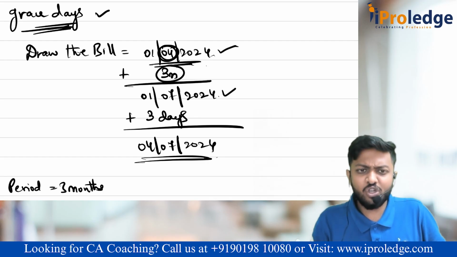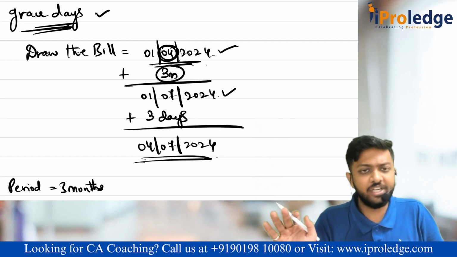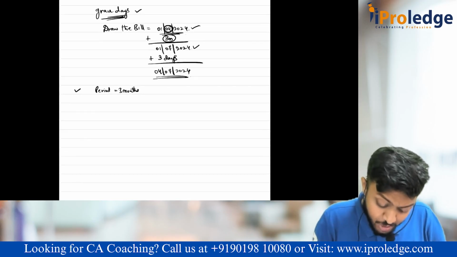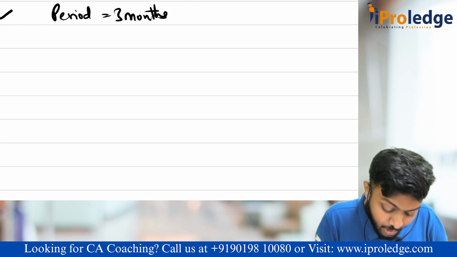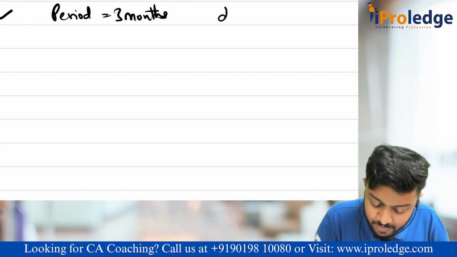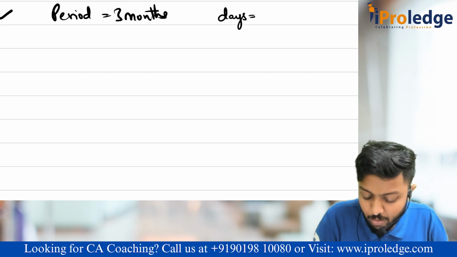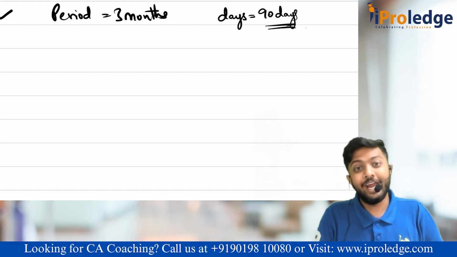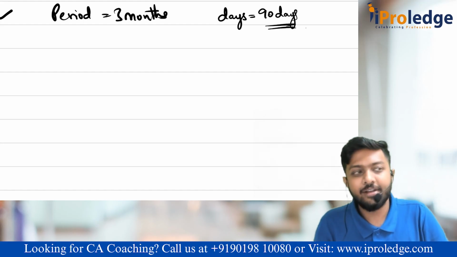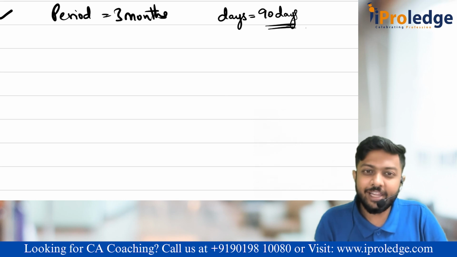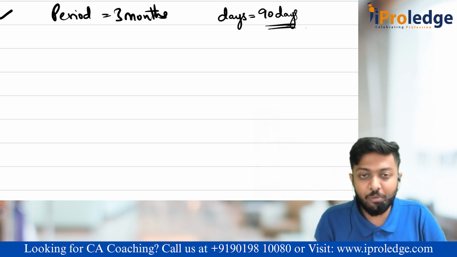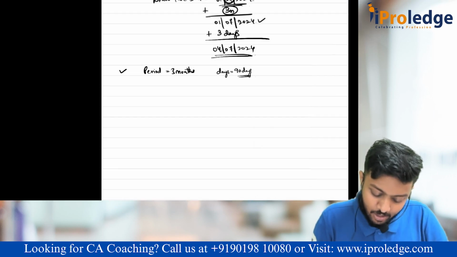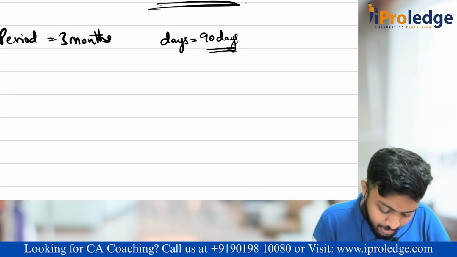If in the question months are given, you directly add months. Don't consider anything. If in the question they have given you the period in terms of days, say suppose they have told the term of the bill is 90 days, then what will you do? Now you are supposed to consider 30, 31, all of that. So when have I drawn the bill?